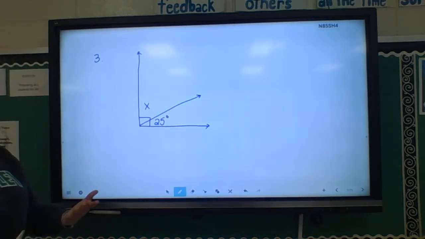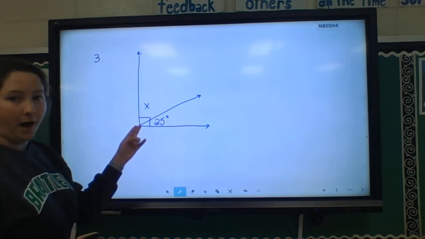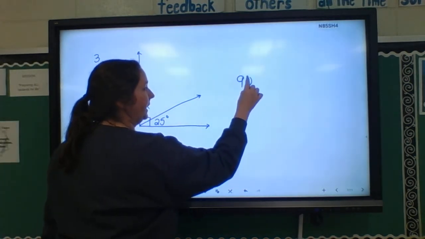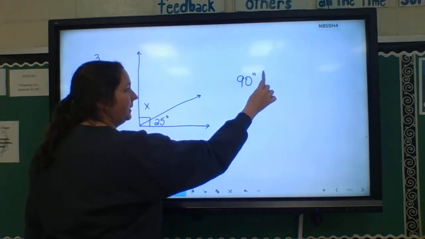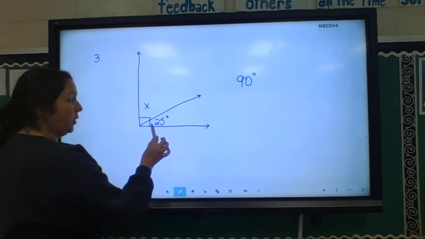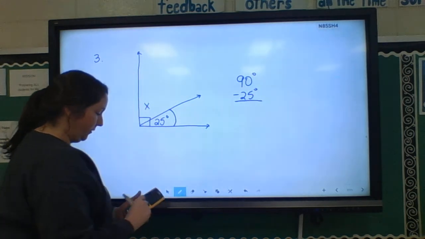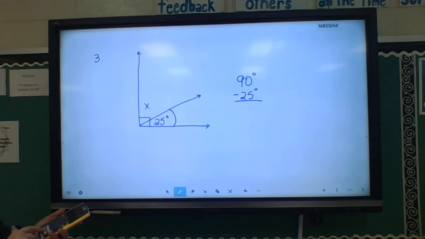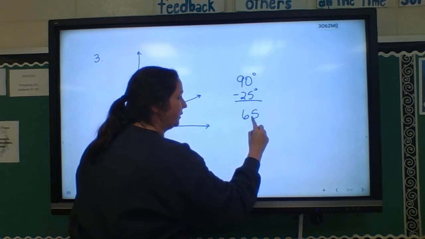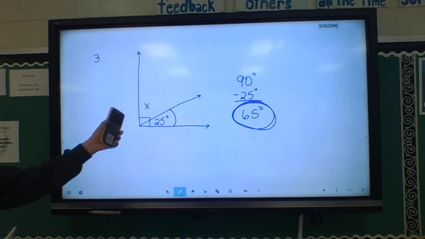All right, so here's a picture. 90 degrees, represented by the box here in the corner. So if the whole total angle is 90 degrees, how many degrees do I know? How many degrees is shown here in the problem? 25. So if I subtract 90 minus 25, what's left for the empty spot? 65 degrees. And that's my answer for the variable x here in the blank.